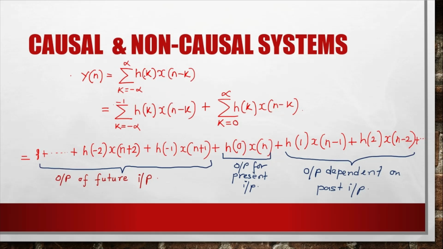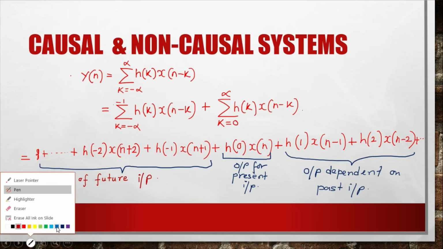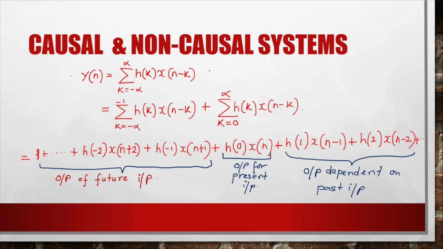If I want to convert this system into only a causal system, what is going to happen? This part only remains. That means the value of k is only starting from 0 and it is ending at infinity. So, this part will not be there. So, we have to remove this part.